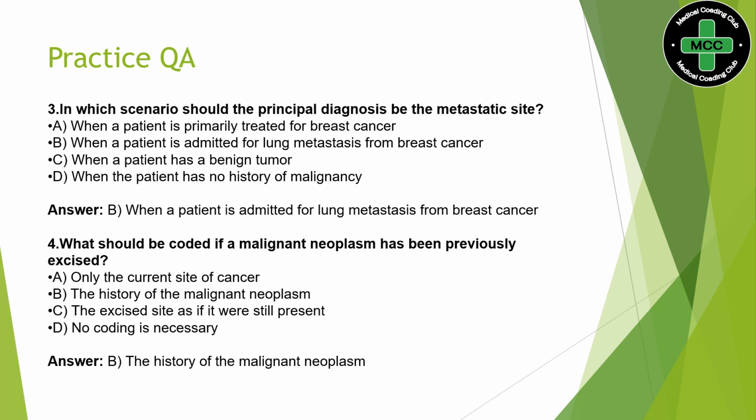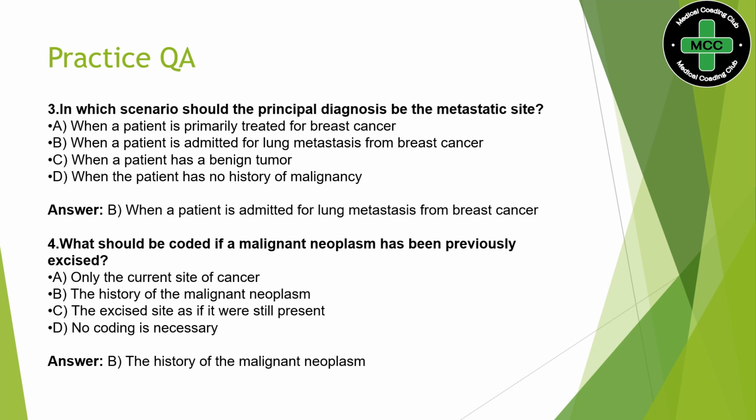Next, in which scenario should the principal diagnosis be the metastatic site? So when treatment is towards the metastatic site, we will be coding the metastatic code as primary. Coming to the options here, if you see option B, when the patient is admitted for a lung metastasis from breast cancer, the primary cancer is breast cancer. Due to breast cancer, the patient developed lung metastasis. So currently the patient is taking treatment for lung metastasis, so we will be using the metastatic code as the primary code. Next, we can add the primary site as a secondary code.